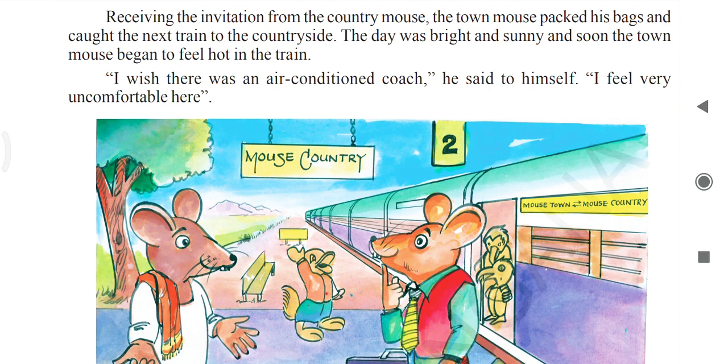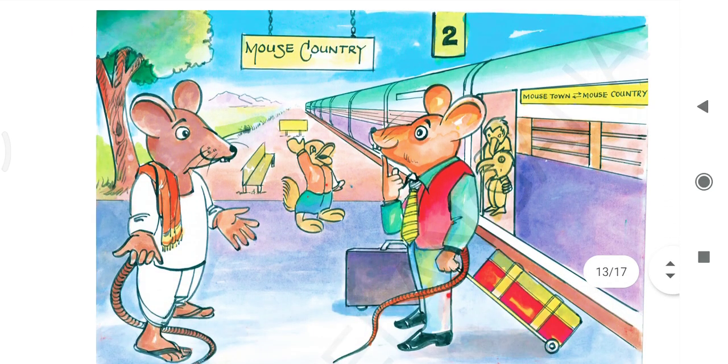Soon the town mouse began to feel hot in the train. We usually experience that if it is very hot, we begin to feel very hot by ourselves. We begin to feel a little bit uncomfortable with sweat and all. So, I wish there was an air conditioned coach, he said to himself. What did he say? I wish there was an air conditioned coach. He was speaking to himself. Okay, so I feel very uncomfortable here. So how does he feel? He feels very uncomfortable.